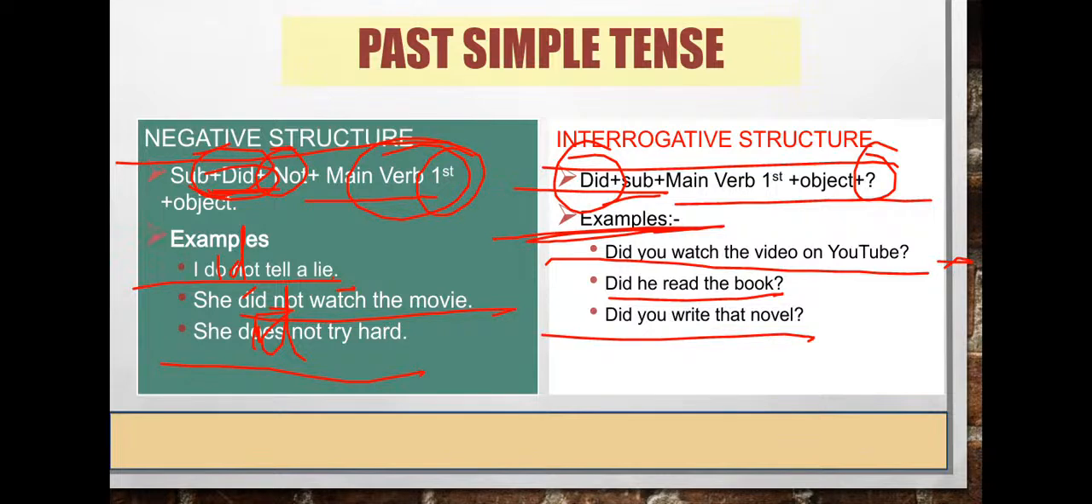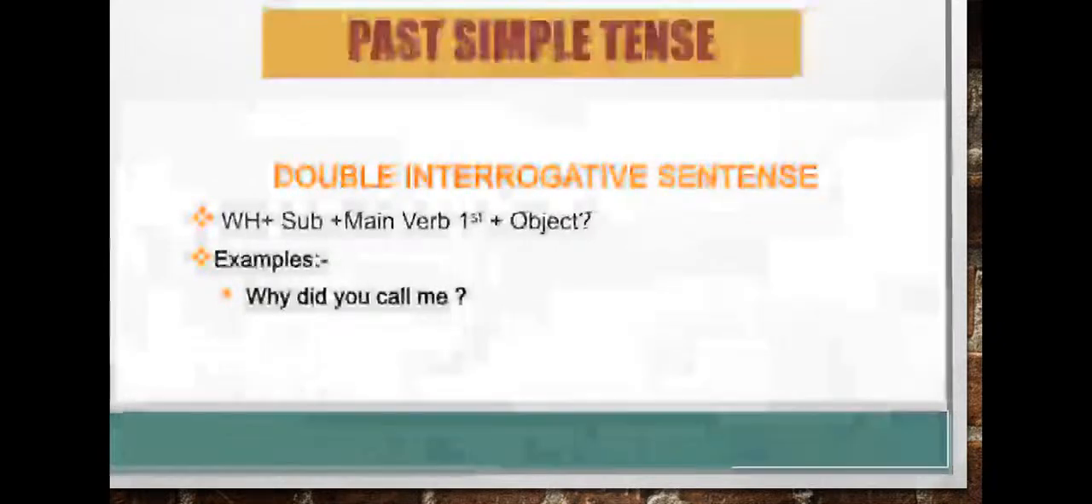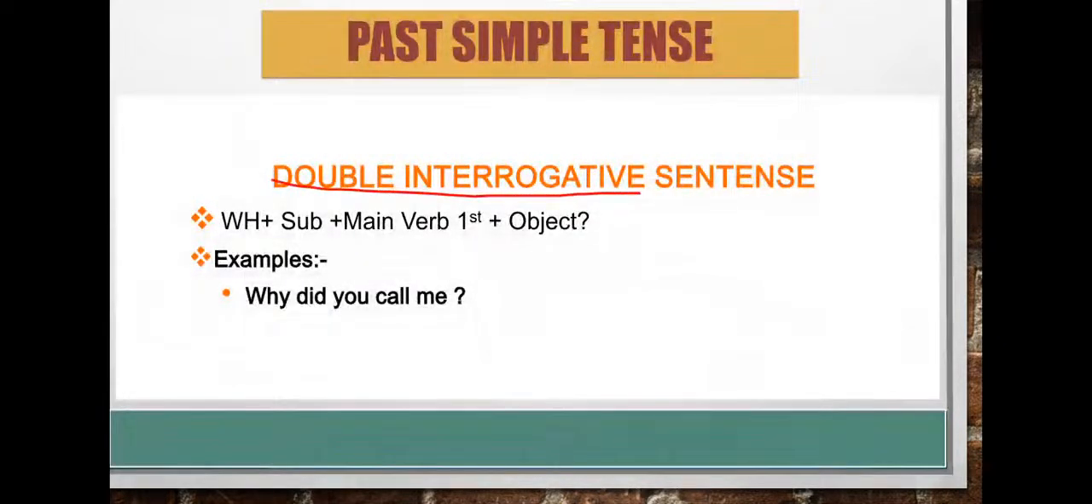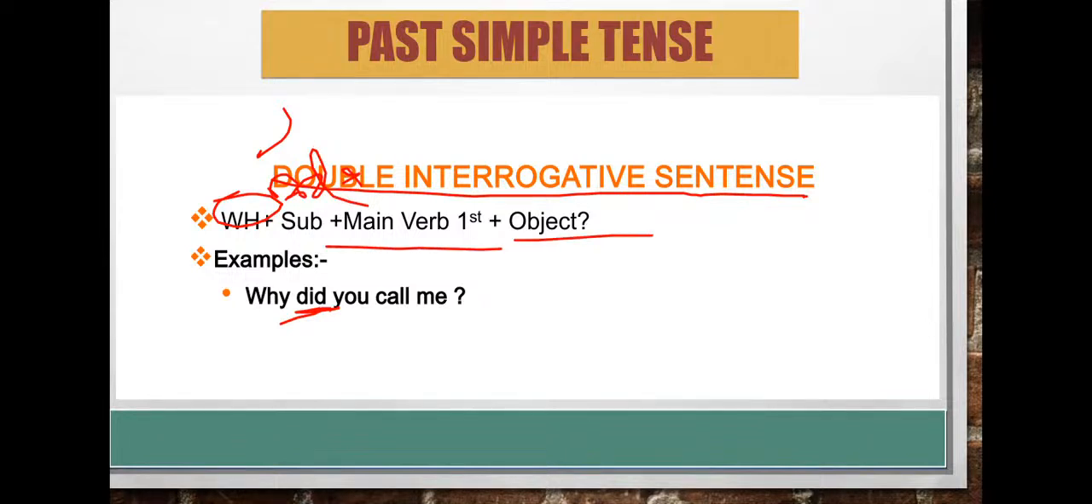Nothing more. Okay. Now let's get into double interrogative structures. We are adding a WH question right here, and after the WH we have the helping verb did, then the subject, the main verb in first form, and the object. For example, why did you call me? Why did you call me?